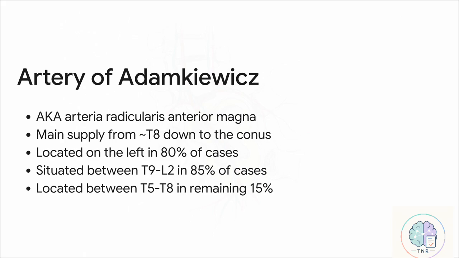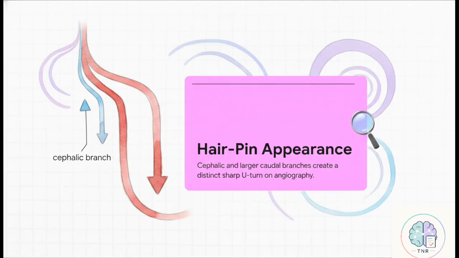For the remaining 15%, it plugs in way higher, like T5 to T8. But in those specific cases, they'll usually have an extra supplemental radicular artery further down to help carry the load. Now, if you're ever looking at an angiogram, identifying it is all about finding its signature shape.